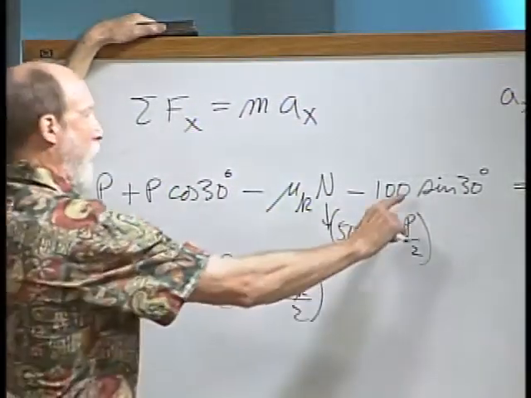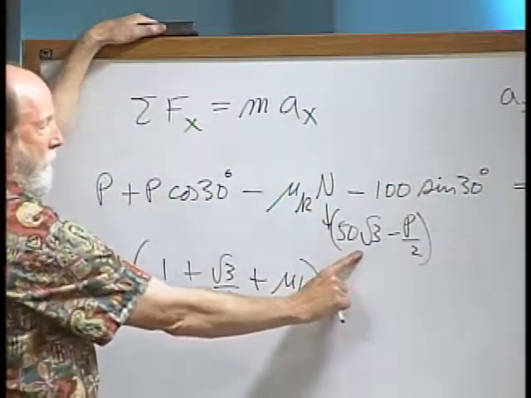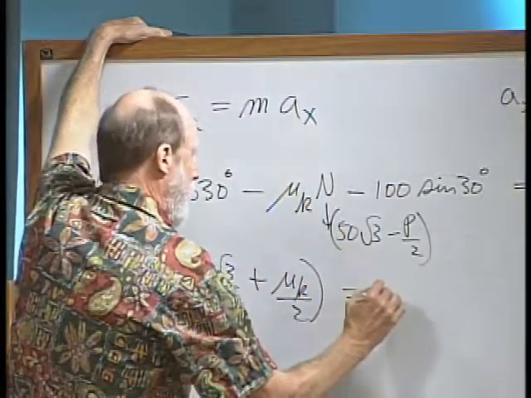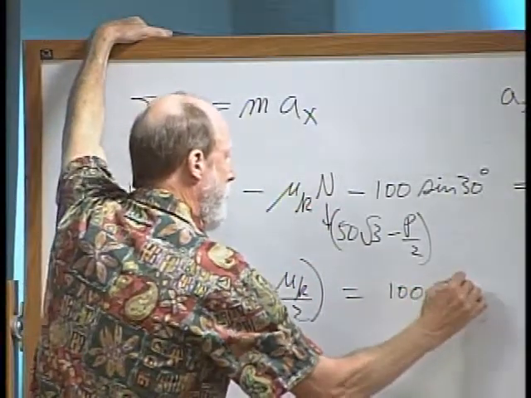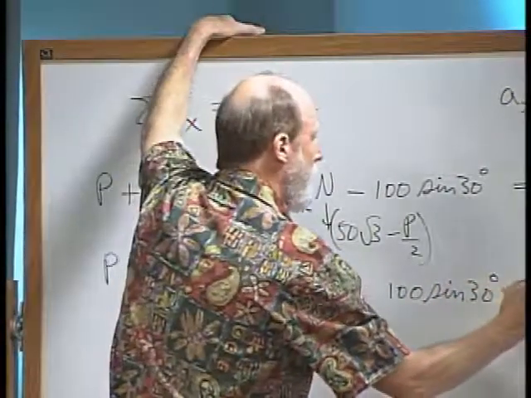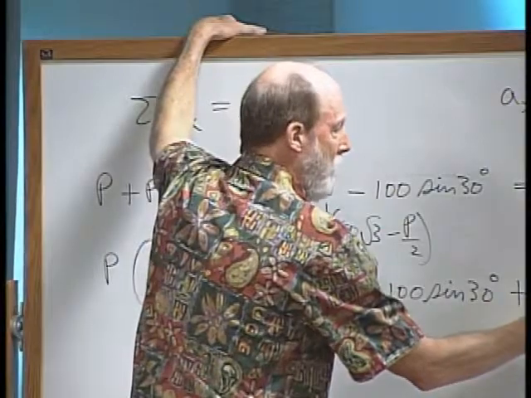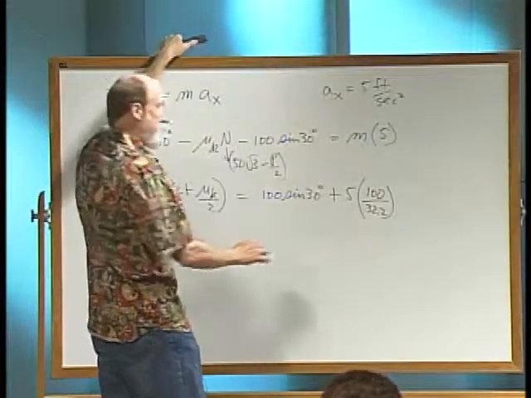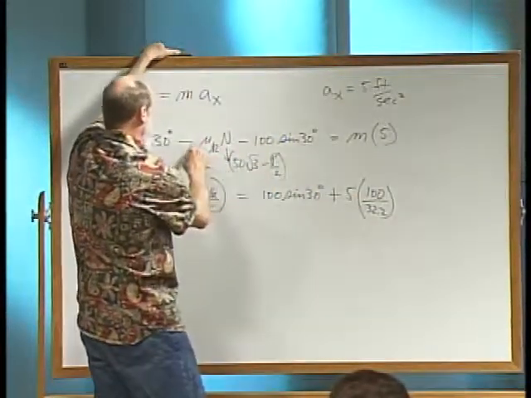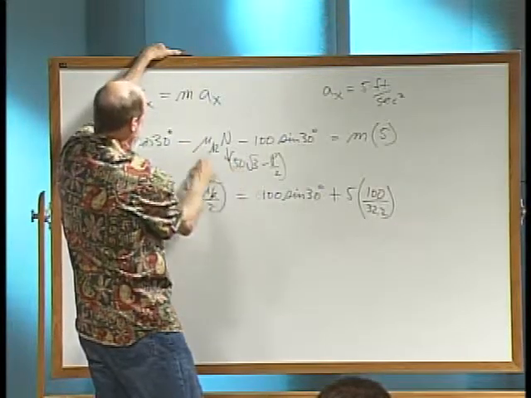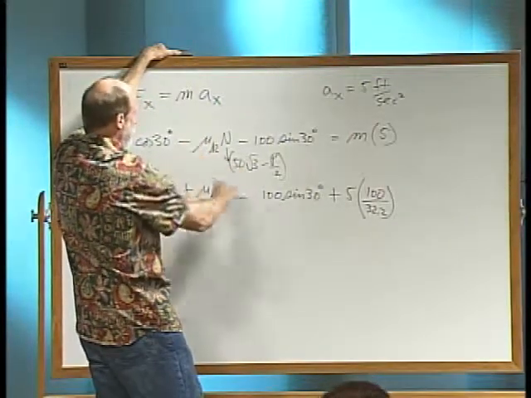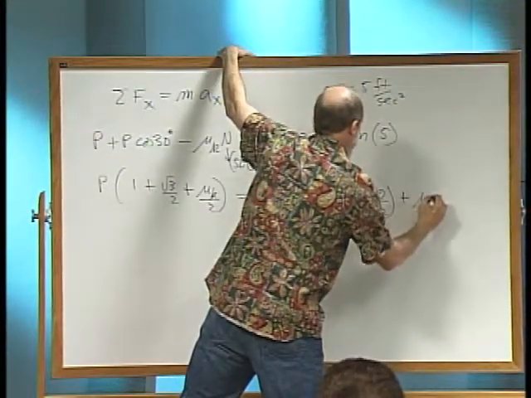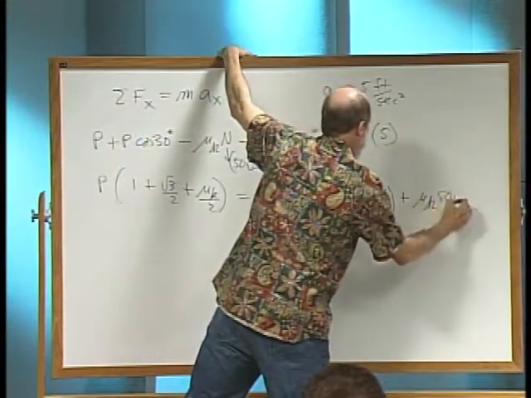Okay. These other terms are constants, including the 50 radical 3 times the mu. So we're going to kick those terms over to the other side, and so we're going to have 100 sine of 30 positive plus 5 times the mass, and the mass was 100 pounds divided by 32.2. And then we also have to bring over this negative term here, mu k times the 50 radical 3, which becomes positive on the other side. Positive mu k times 50 radical 3.